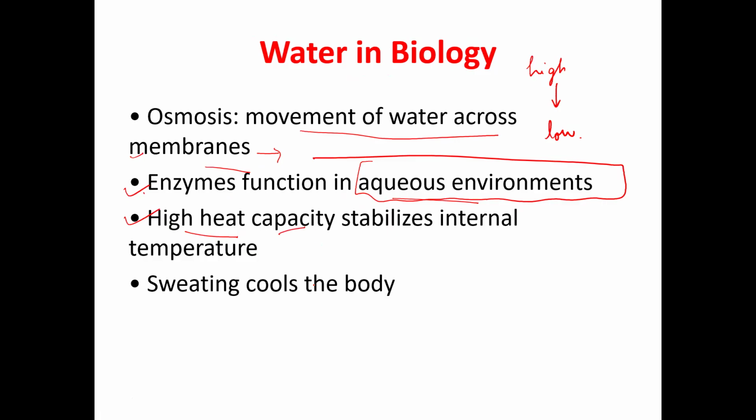Next, high heat capacity. We know water has a high heat capacity to stabilize internal temperature. So come on, the next point, sweating. Yes, water also controls temperature. It helps to cool down the body. So sweating cools the body.